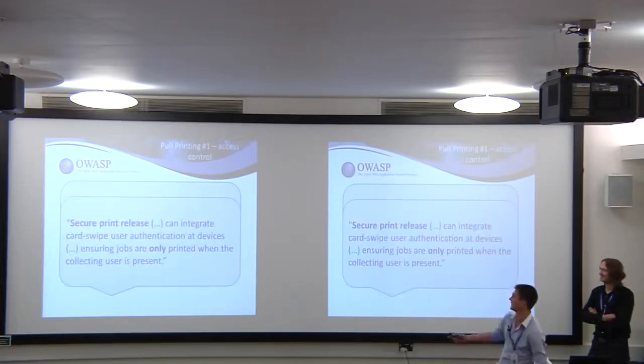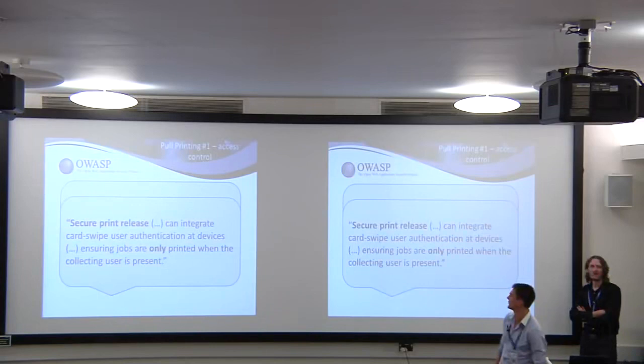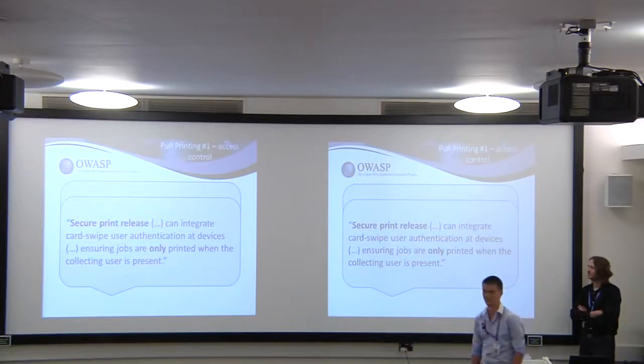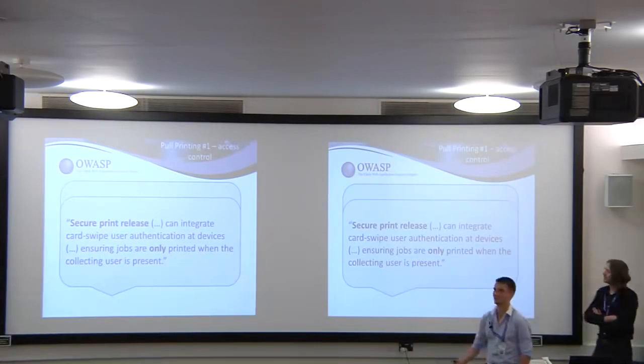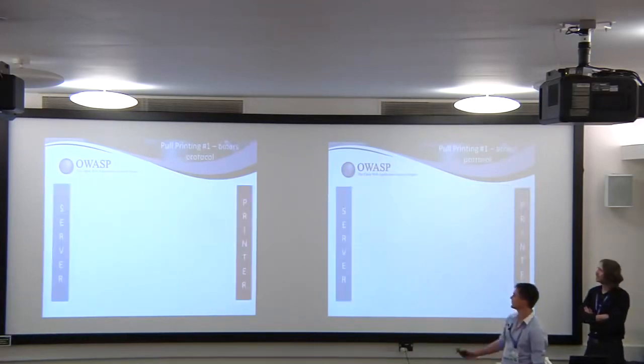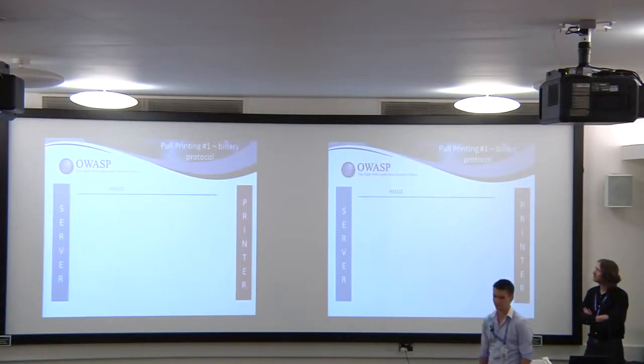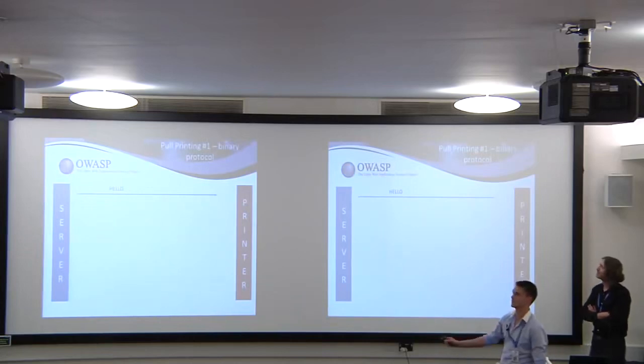And they also say that secure print release can integrate card swipe authentication at devices, and it ensures that the jobs are only printed when the collecting user is present. And yeah, we love to see the vendor claims and to verify those claims. So the first binary protocol was encrypted, but for this case, I'll just take out the encryption level and show you what the packets were.